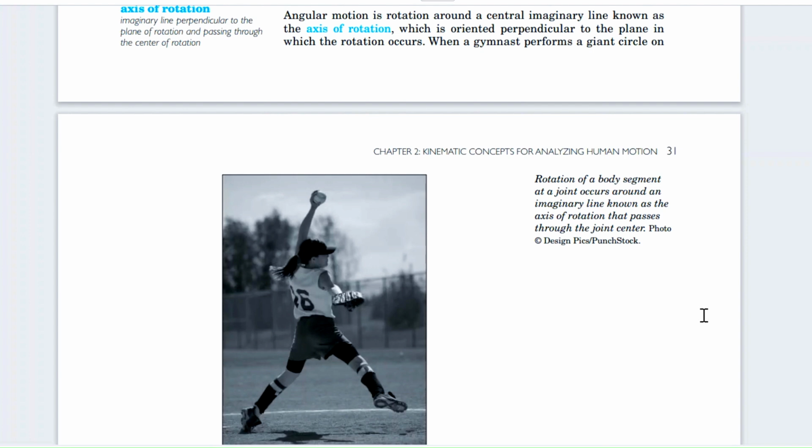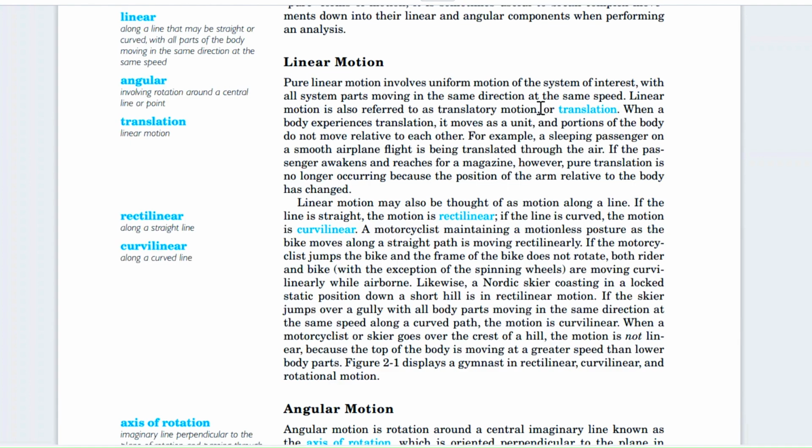So majorly what we are going to discuss here is that there are two types of linear motion. Rectilinear motion, okay, we can highlight this so that you guys can understand easily. Rectilinear motion is basically movement along a straight line. As an example, a motorcyclist moving in a straight path without changing any body posture means the motion is rectilinear.